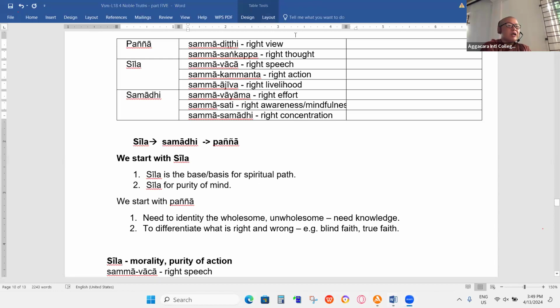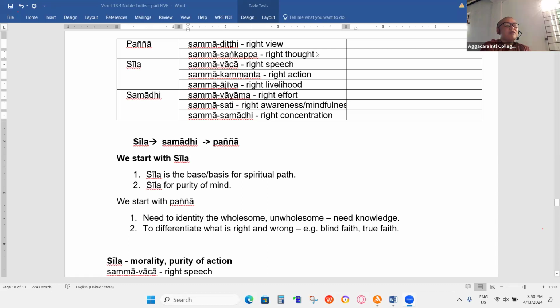If you don't have right view as a basis, it's hard to be strong in other areas. So we need to have panya first. That's why the Buddha lists the panya. After you know what is right and what is wrong, then the next step is to start to practice sila. Of course, sila is the basis for meditation. This is why you take 8 precepts at the beginning of meditation.